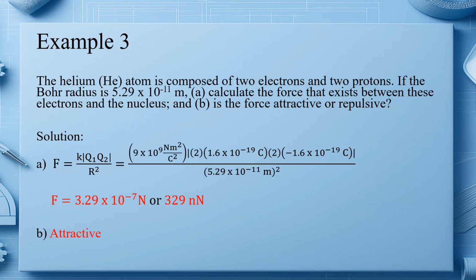So another example, the helium atom is composed of 2 electrons and 2 protons. If the Bohr radius is 5.29 times 10 raised to negative 11 meter, calculate the force that exists between these electrons and the nucleus. And letter B, is the force attractive or repulsive?